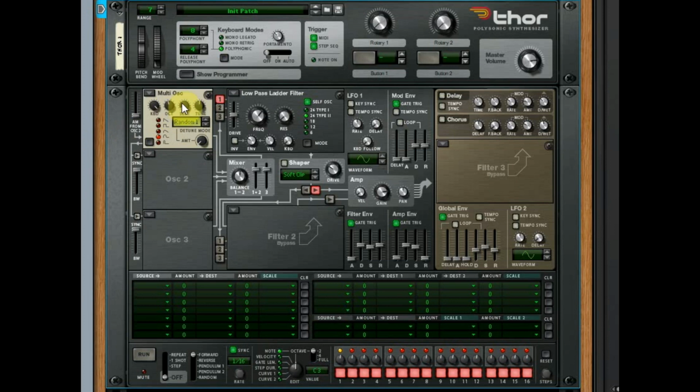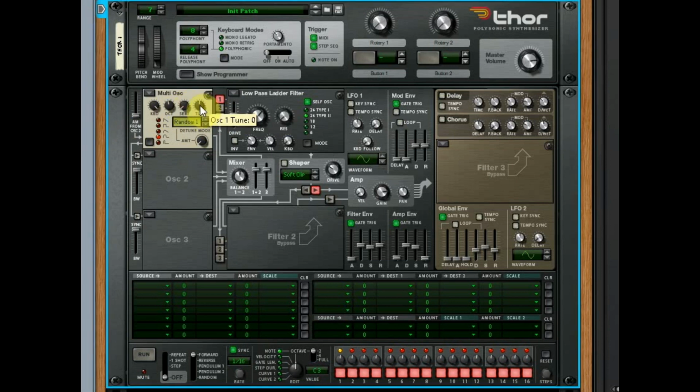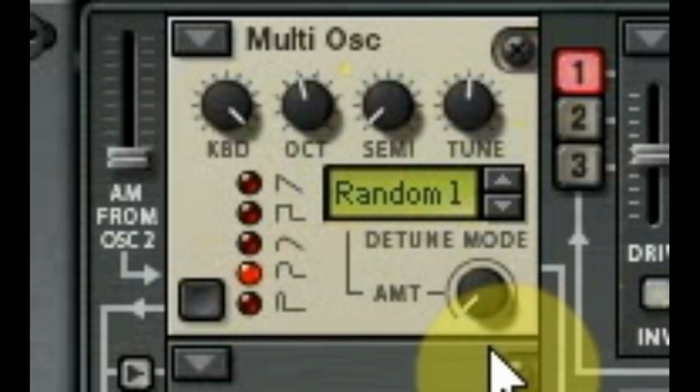So keyboard, octave, semi, tone, and tune. Those are all covered in episode 3 when we talk about the analog oscillator. So you can go back to that if you don't know what those buttons, those knobs do. And what is the multi-oscillator and what does it do?